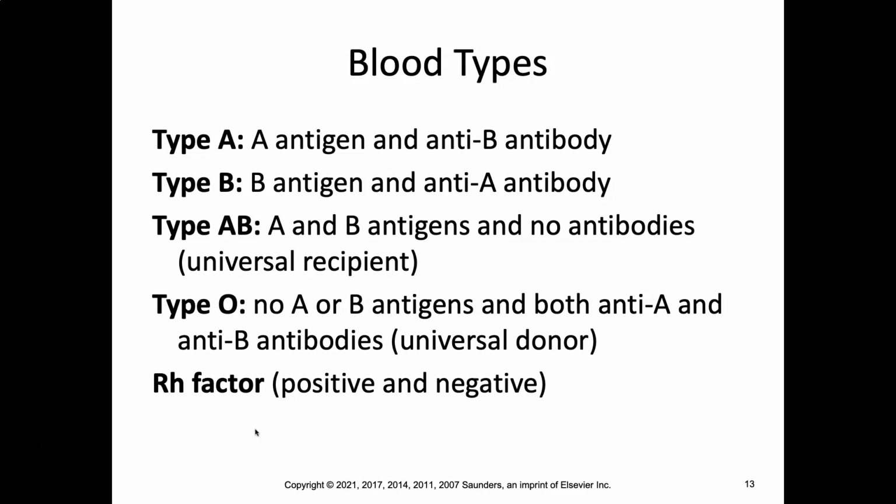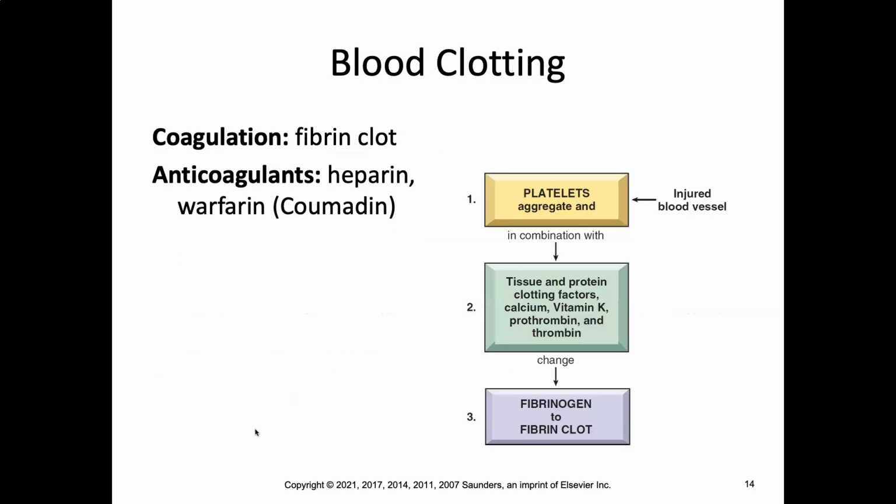Rh factor, there is an Rh factor in your blood. It's either positive or negative. So you have type A positive, type A negative, type B positive, type B negative, type AB positive, type AB negative, and type O positive, type O negative.